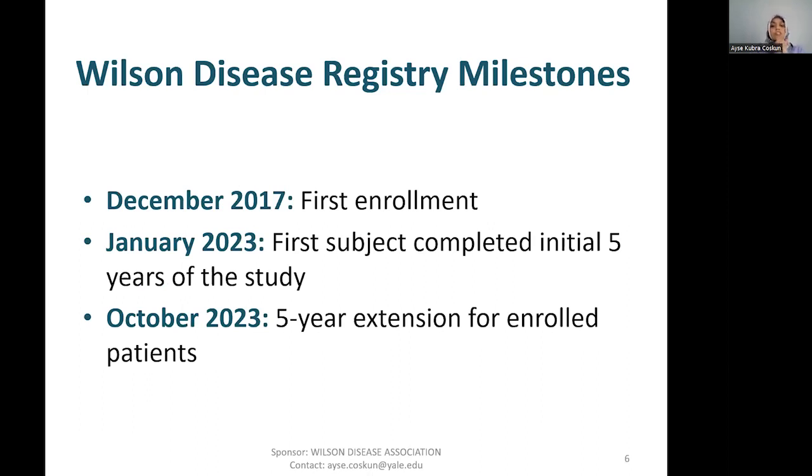Our first patient was enrolled in December 2017 and completed the initial phase of the study as of January 2023. And with the generous and continuous support from Wilson Disease Association, the 5-year extension for enrolled patients has been approved as of the beginning of this month.